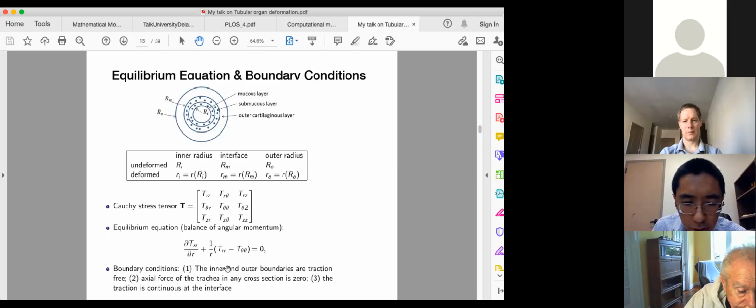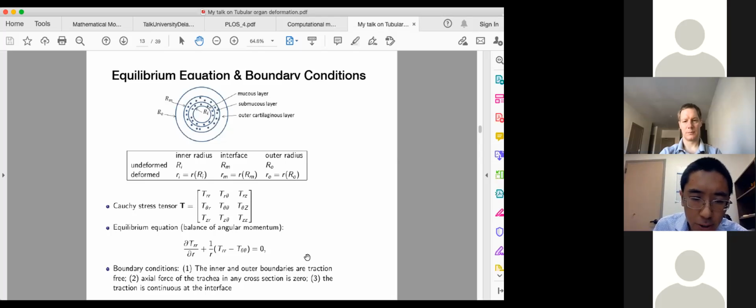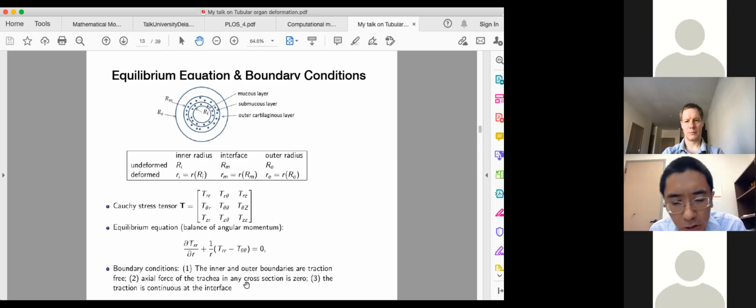And then the boundary conditions. The first one is that the inner and outer boundaries are traction free. Second, the axial force of the trachea in any cross-section is 0. And number 3, the traction is continuous at the interface. Those boundary conditions are based on the geometry and also the surrounding tissue conditions. For the trachea inner boundary, there's only the pressure from the air, but we can ignore that because the air pressure averages out and is very small.